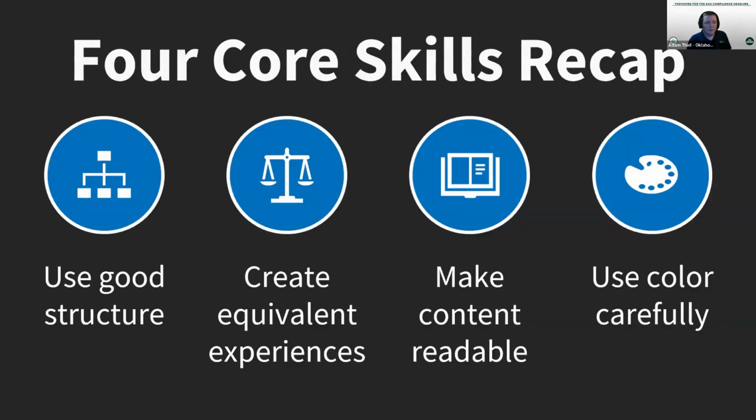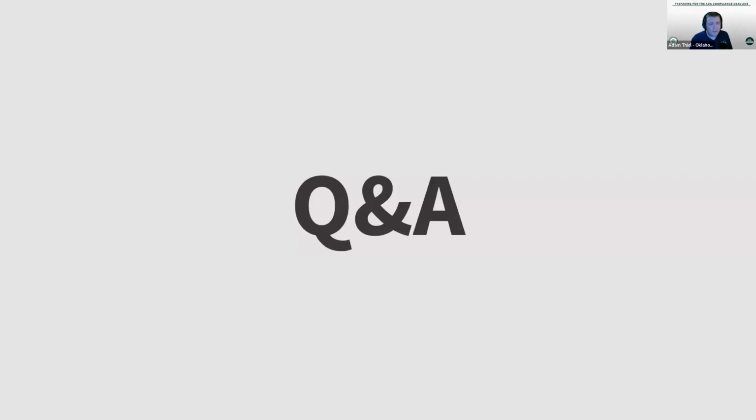That's 4 core skills. So using good structure, equivalent experiences, making your content readable, and using color carefully. If you can start thinking about those things as you're making your content, you'll be well on your way to making things accessible. So thank you for letting me just blast through a lot of that.